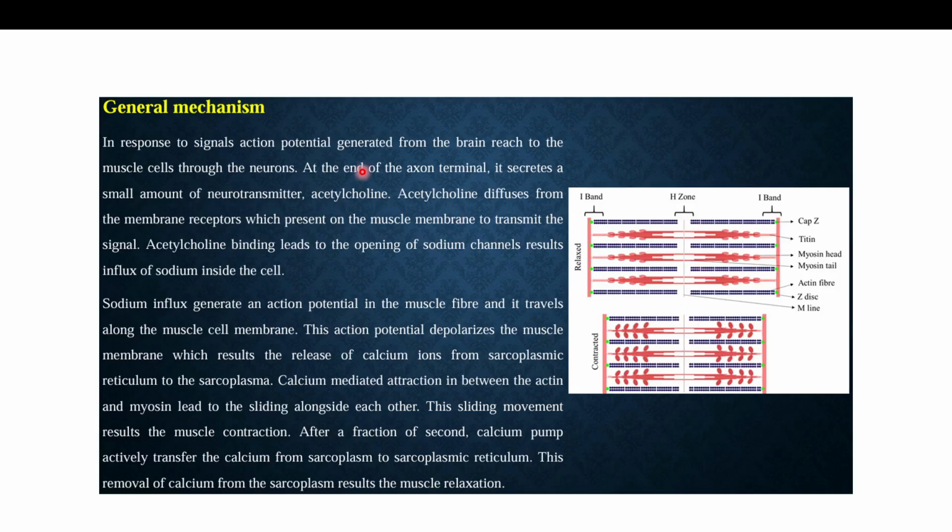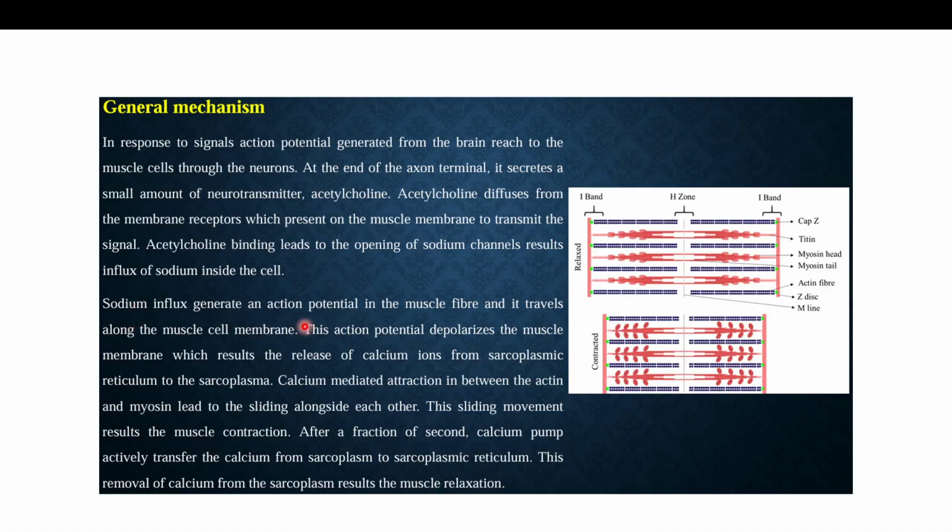Okay. So in response to signals, action potential generated from the brain reaches the muscle cells through neurons, right? At the end of the axon terminal, it secretes a small amount of neurotransmitter acetylcholine. Acetylcholine eventually diffuses to the membrane receptors, which are present on the muscle membrane, to transmit the signal. And eventually, when acetylcholine binds, it opens the sodium channels, resulting in the influx of sodium inside the cells.